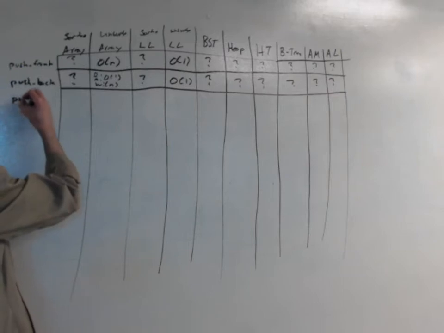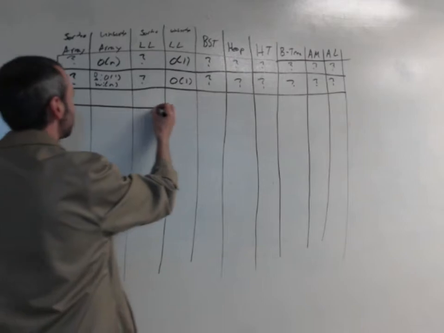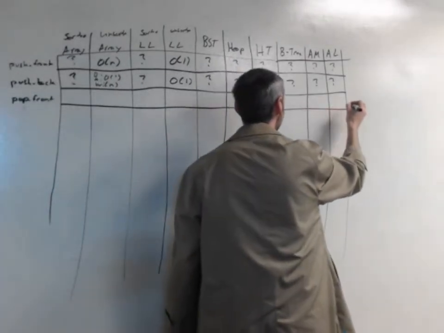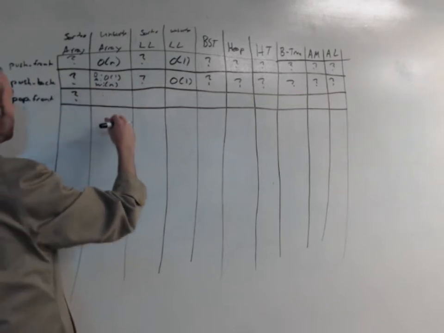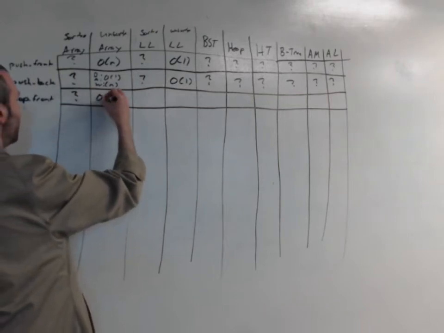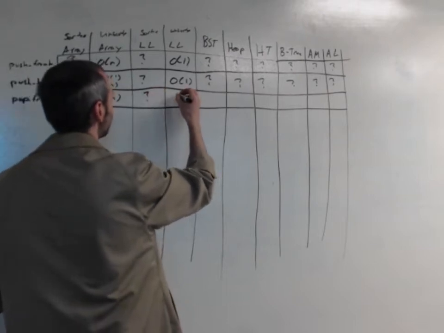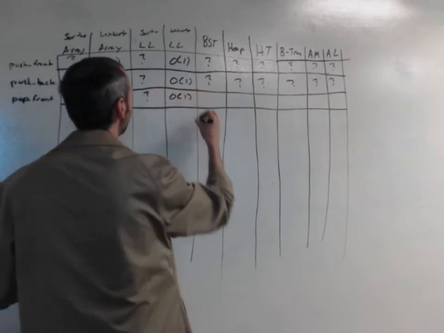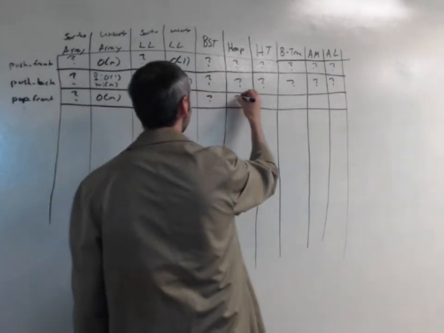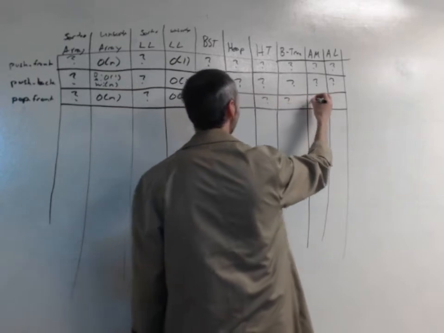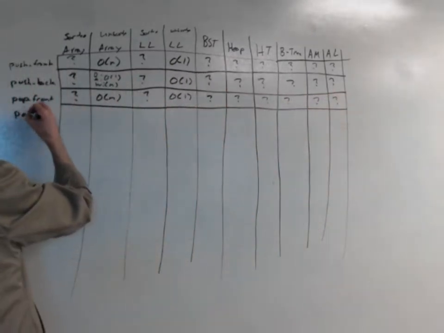Just don't do it. Alright, how about if we pop front? Sorted array makes no sense. Popping the front on an array is O(n). Sorted linked list makes no sense. Unsorted linked list, O(1). Wow. Unsorted linked list is rocking it right now. And the rest, I'm better than you on the game. Man, we're doing great. Alright, then we'll pop the back.